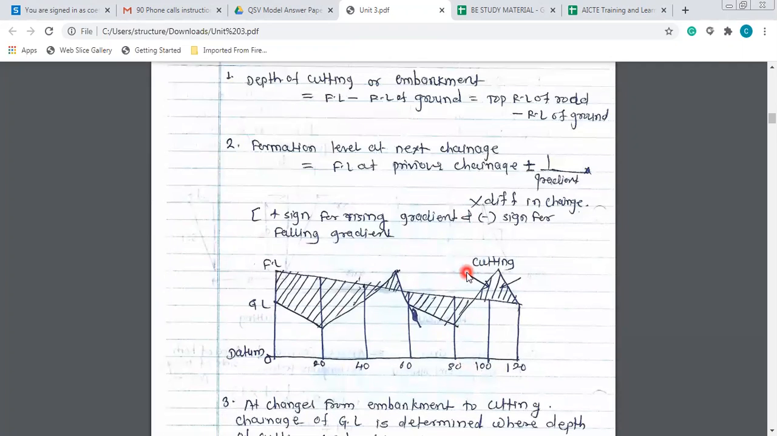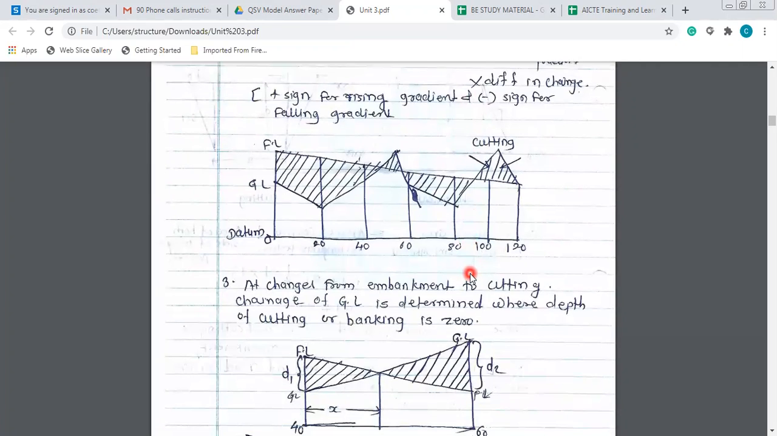Is there any doubt in these formulas? If you have, you can ask me, or put it in the chat box and I will resolve it, no problem. Okay, if there is no doubt, then we will proceed further.